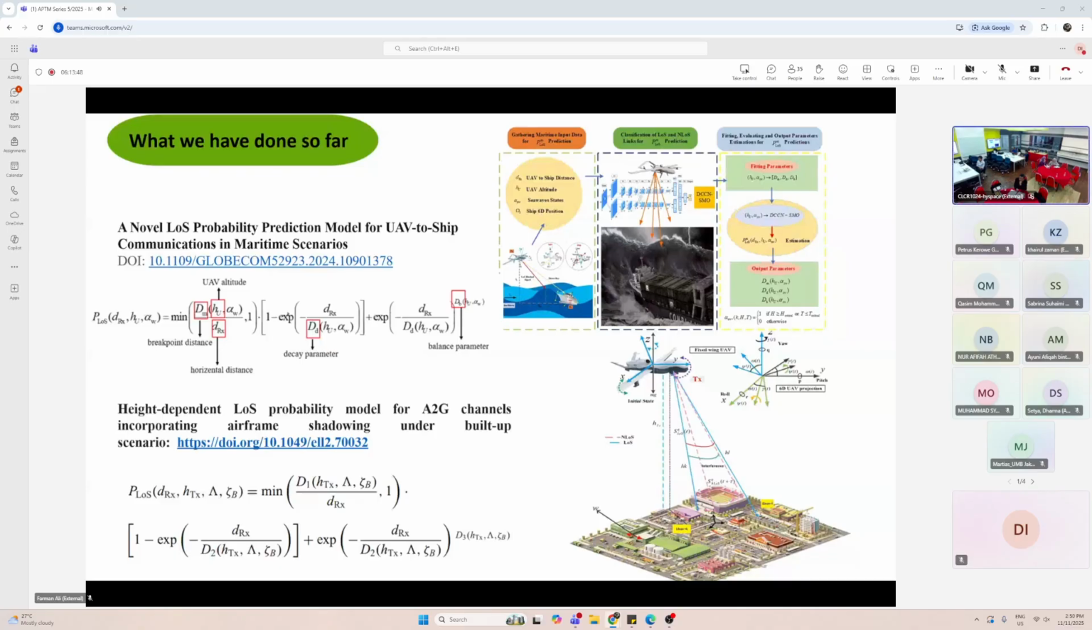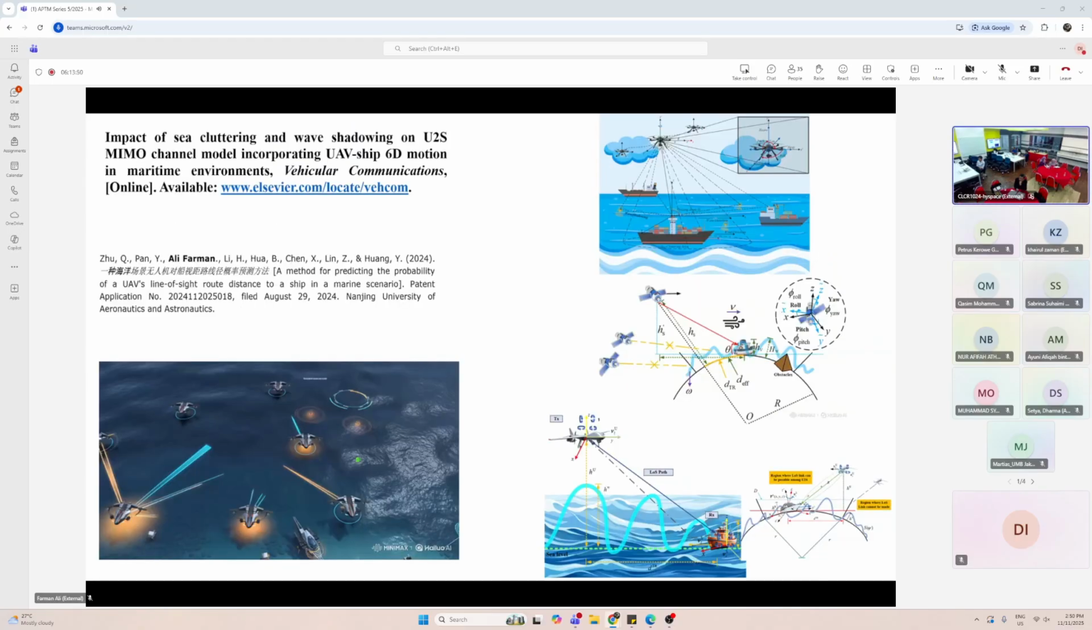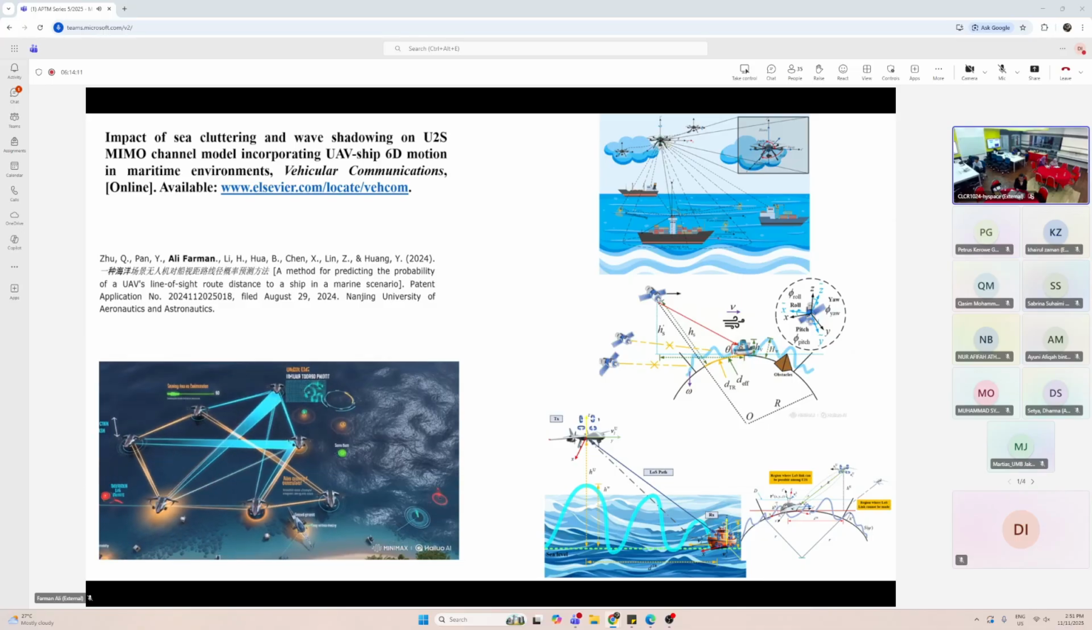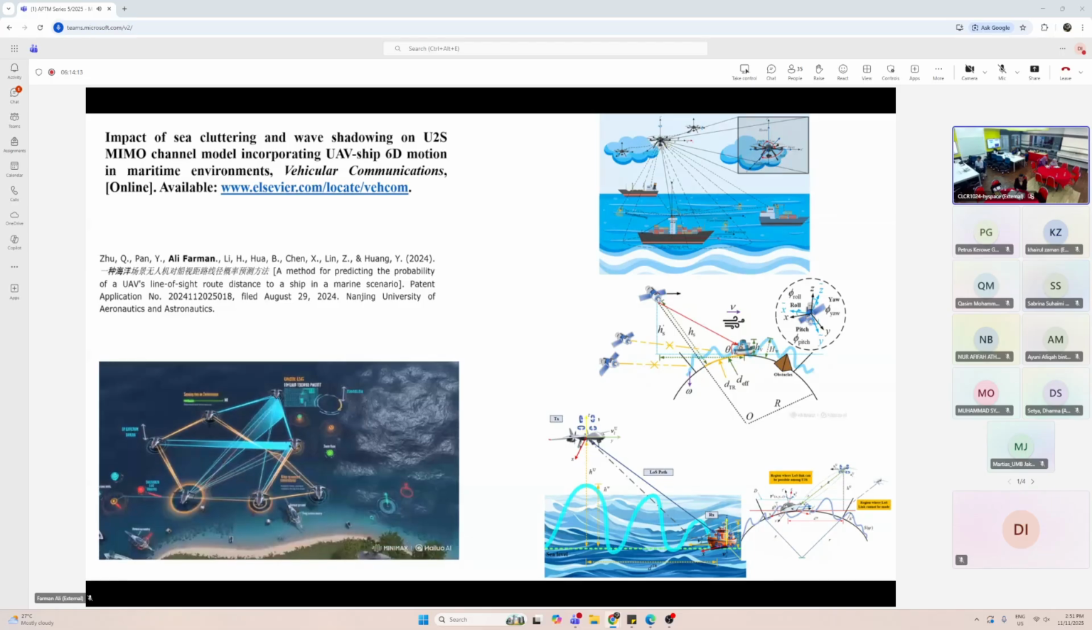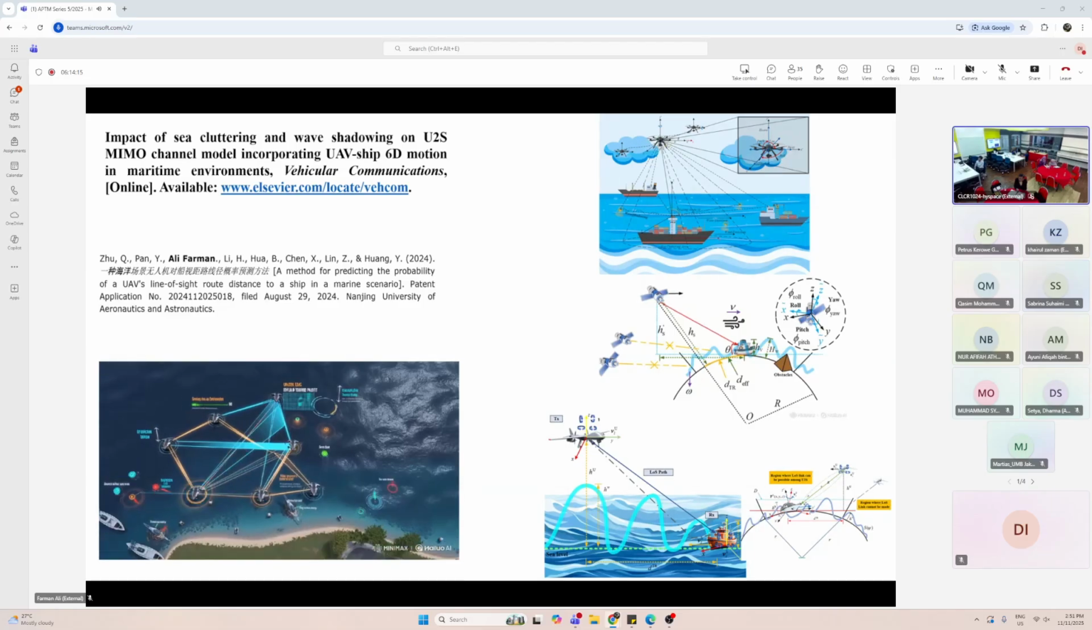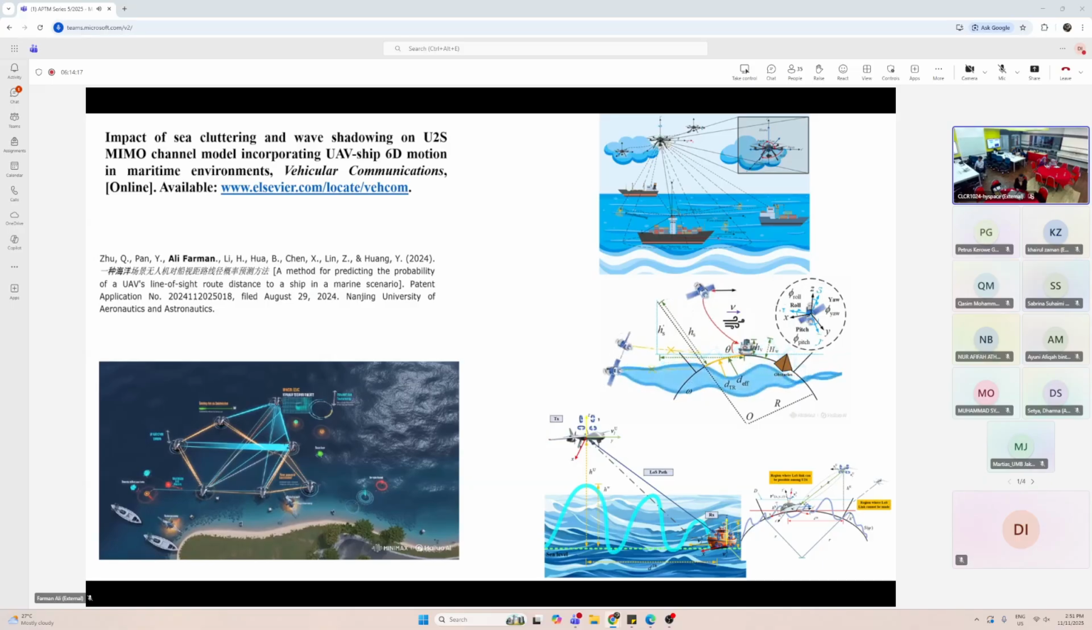In our next model, what we have covered so far in our previous equations focused only on the line of sight link between the UAV and the ship, or UAV to ground. In this scenario, we have taken the maritime scenario, but here we have considered how to develop the channel model considering wave shadowing while the UAV is communicating with the ship in the maritime scenario.